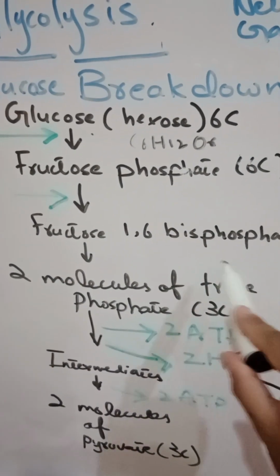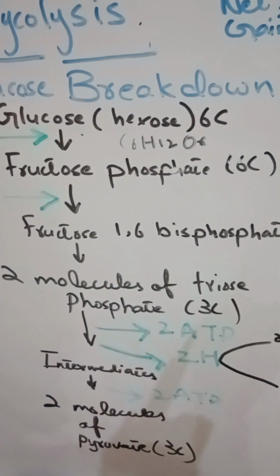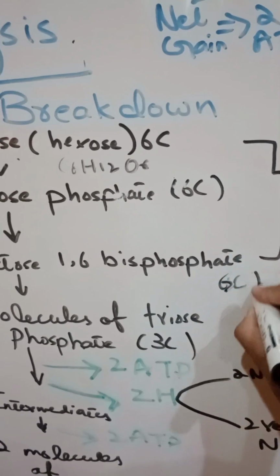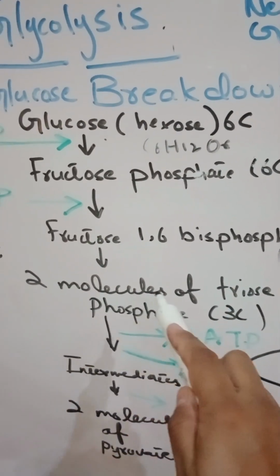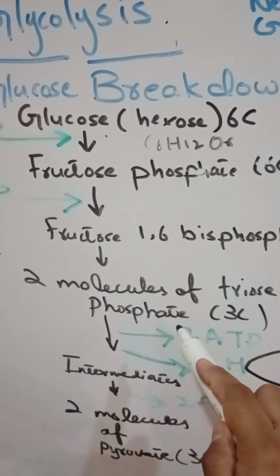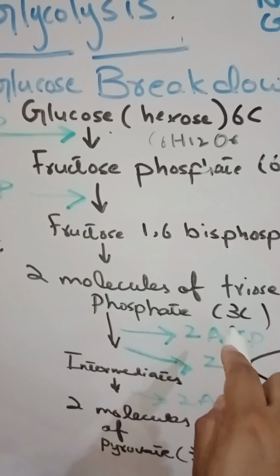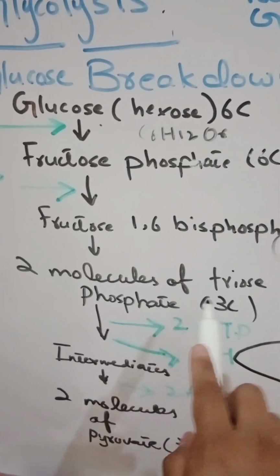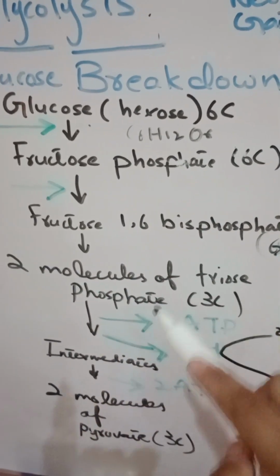Now what will happen? Fructose 1,6 bisphosphate, which is a 6 carbon molecule, will be converted into 2 molecules of triose phosphate. 3 multiplied by 2, 6 carbon. The configuration will never be changed. 2 molecules of triose phosphate will be formed here.